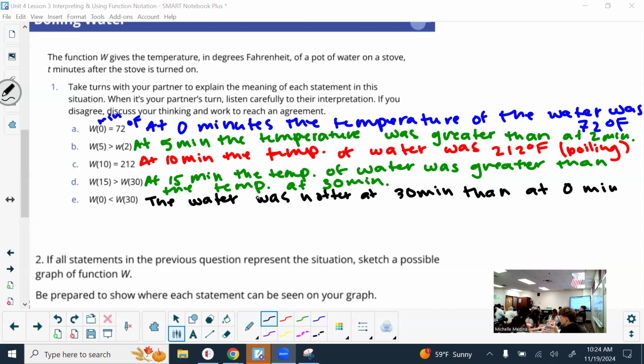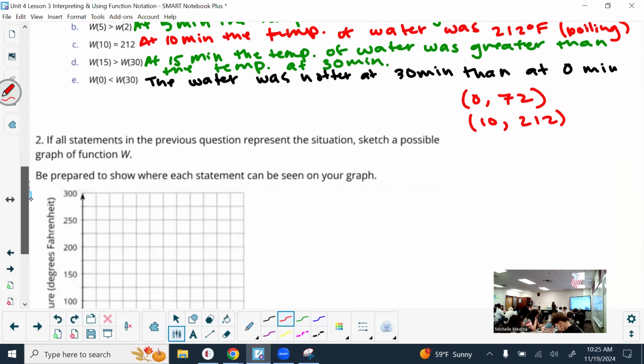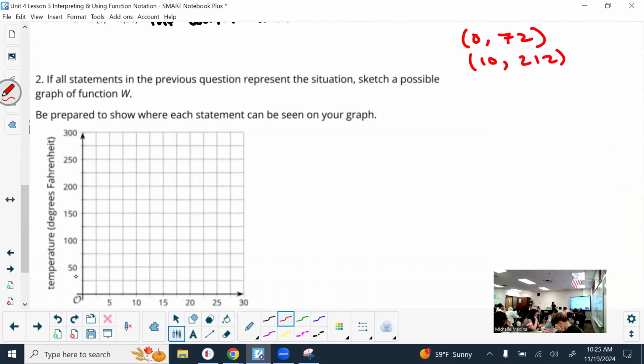If we have the input and output, you should probably mention something about both. We only know the outputs of the ones with the equal signs. The other ones, we don't know the outputs, we just know that it's higher or lower than another input. So then using those statements to make a possible sketch, you for sure should have coordinates at 0, 72, so X and Y. And at 10, 212, those are the only coordinates we know for sure. I'm going to plot those, and know how these are counting by based on what these numbers are.